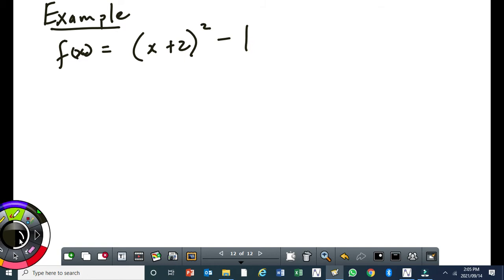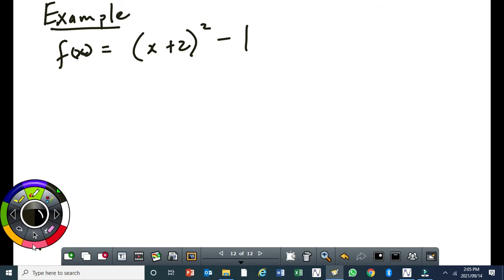Right, now just as a way of reminding you, this plus 2 indicates horizontal shift by 2 units to the left of which graph? Of the graph of y equal to x squared. This minus 1 indicates that there is vertical shift by 1 unit downwards. Of which graph? Of the graph of x plus 2 all squared.